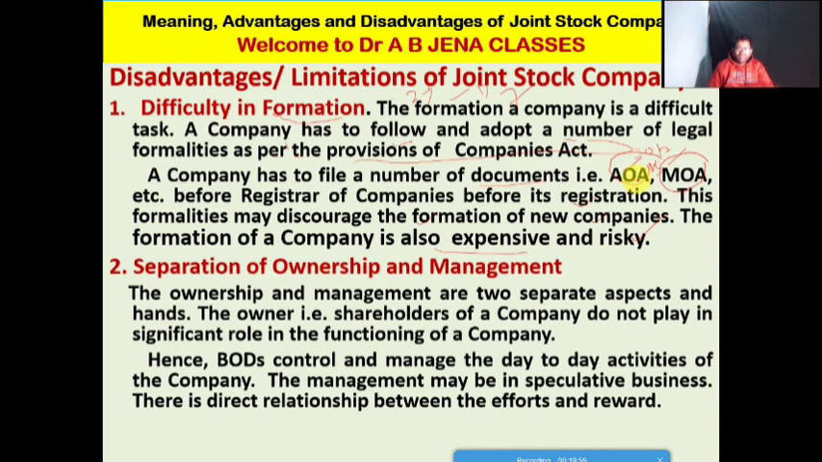Second limitation, separation of ownership and management. The ownership and management are two separate aspects. Hence, the owners of the company, the shareholders, do not play a vital or significant role in the day-to-day functioning of the company. Hence, the board of directors controls the affairs of the company, and the board of directors manages the day-to-day activities of the company. So management may be in speculative business. So there is no direct relationship between the efforts and reward. In this way, that is a limitation of the joint stock company.